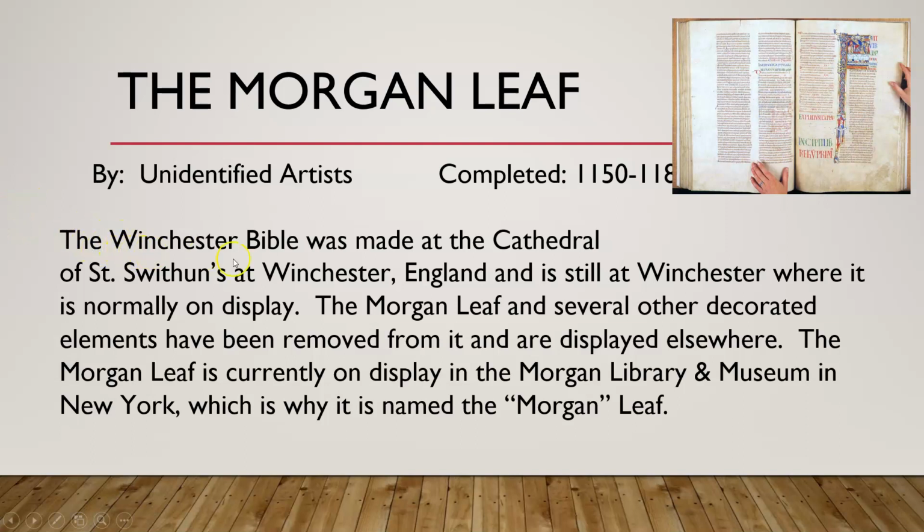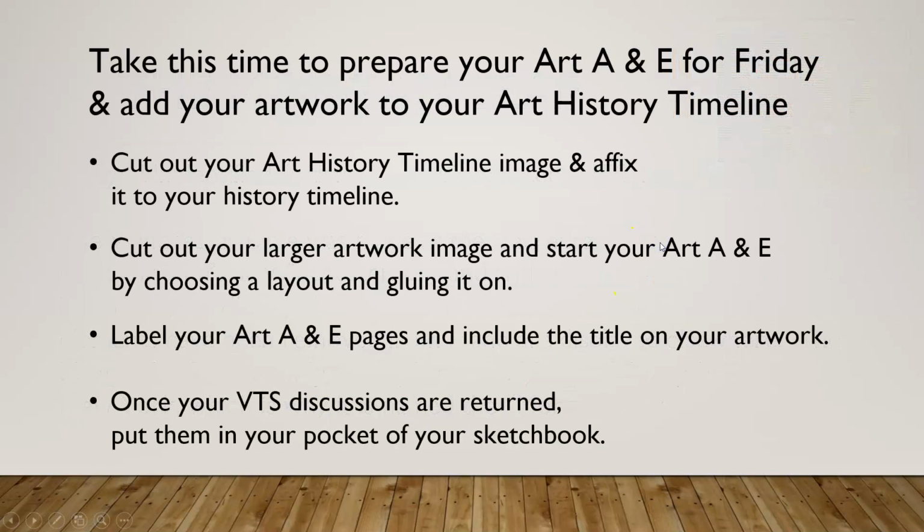So anyway, the Winchester Bible was made at the Cathedral of St. Swithun's at Winchester, England. And it is still at Winchester, where it is normally on display. Now, the Morgan leaf and several other decorated elements have been removed from it, and they're displayed elsewhere because they're just so cool. The Morgan leaf is currently on display at the Morgan Library and Museum in New York, which is why they decided to call it the Morgan leaf, because it's at the Morgan Library and Museum. So that's where the name came from.